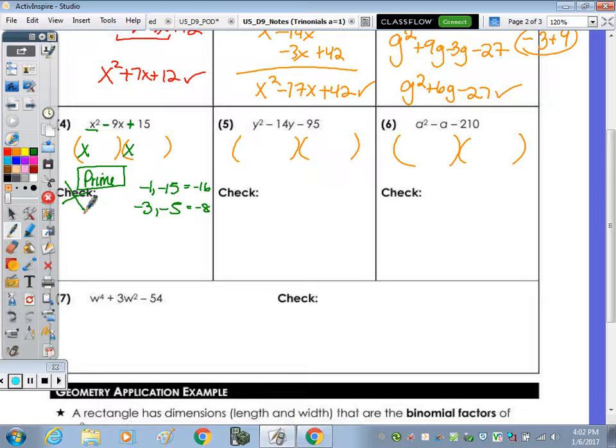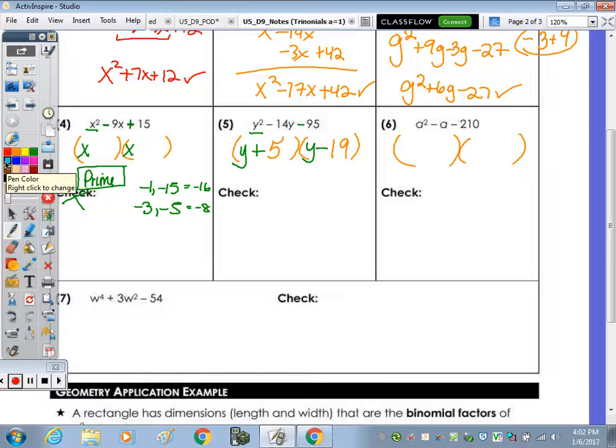Number 5, it's going to be y times y to get the y squared. And the factors of -95, so the signs are opposite, that combine to -14 would be +5 times -19. So that would take some time to guess and check on your calculator.